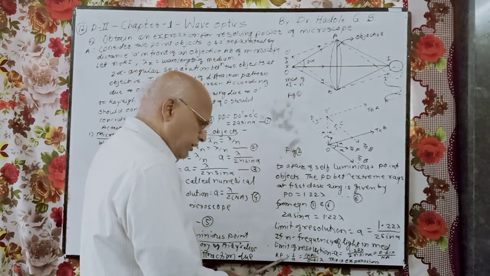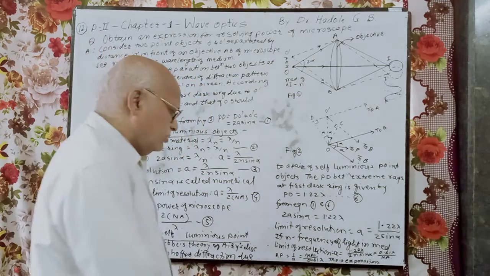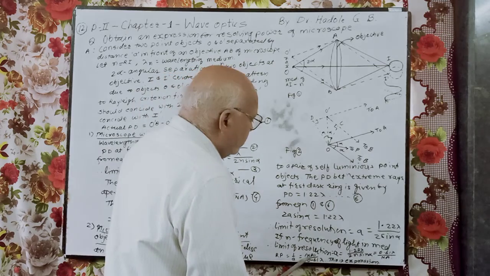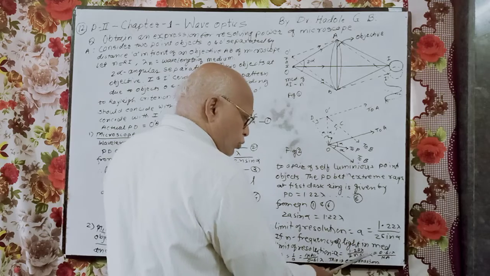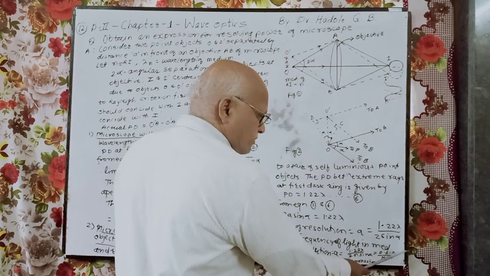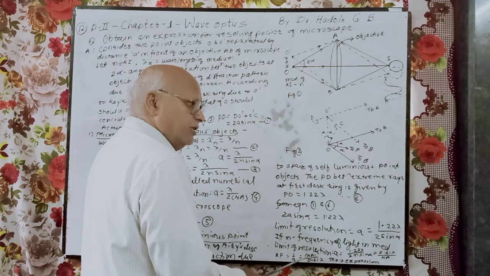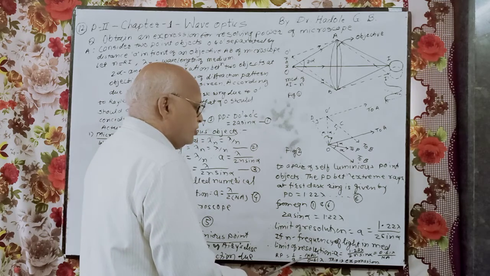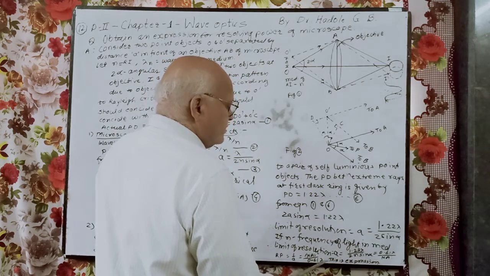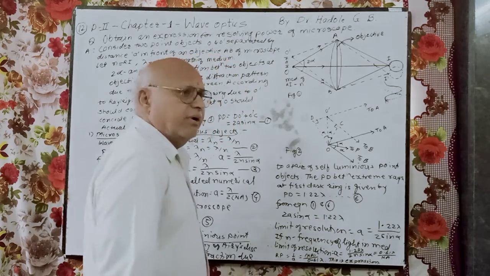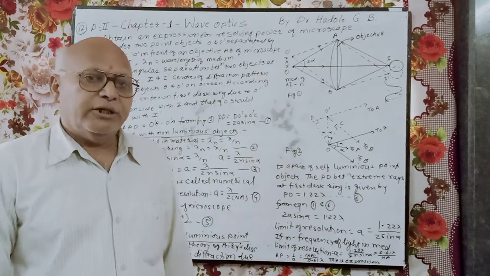Now, the resolving power is the reciprocal of limit of resolution. It is equal to numerical aperture. See here, 1.22 divided by 2 is 0.61, and therefore resolving power is equal to 1 by A, the reciprocal of limit of resolution, that is equal to NA upon 0.61 lambda, and this is the required equation for the resolving power of microscope.